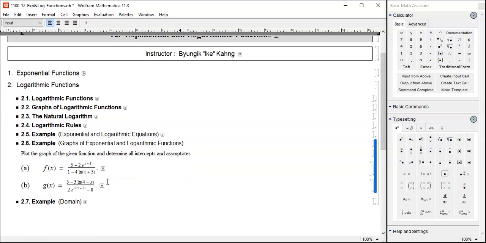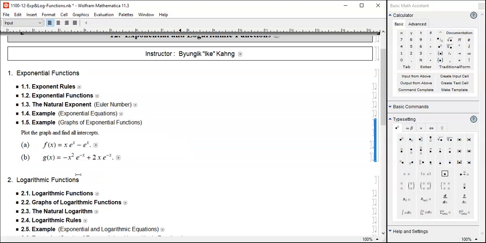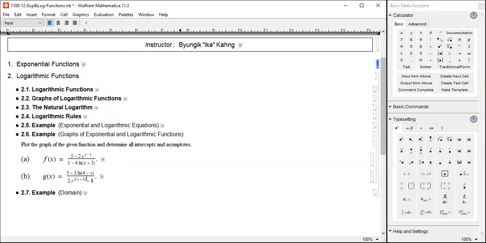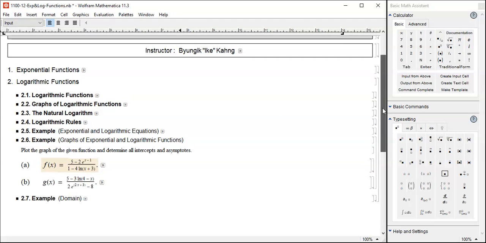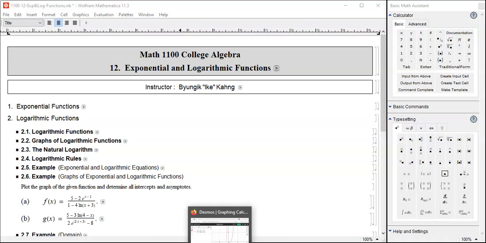Okay, first problem here. Analogous problems appeared earlier when we had exponentials only, find all intercepts. But this time it's exponentials and logarithms put together. Let me stop this recording here and get the Desmos graphing calculator ready. Okay, I got it ready here.